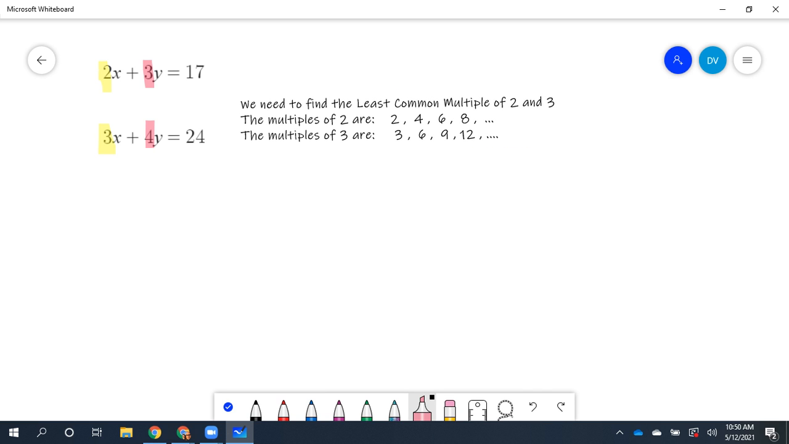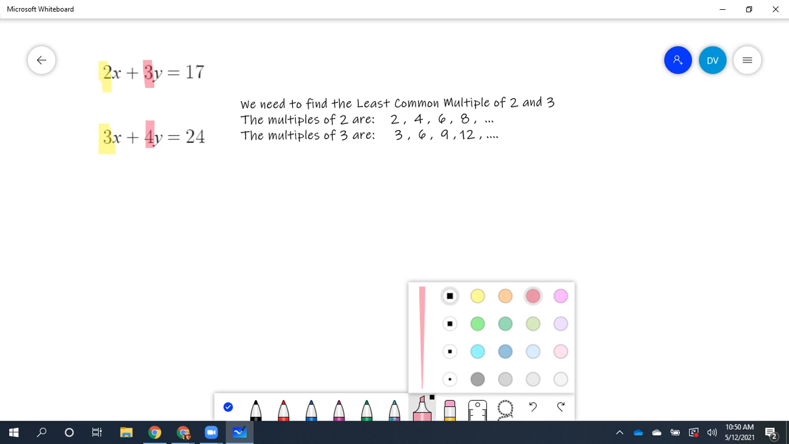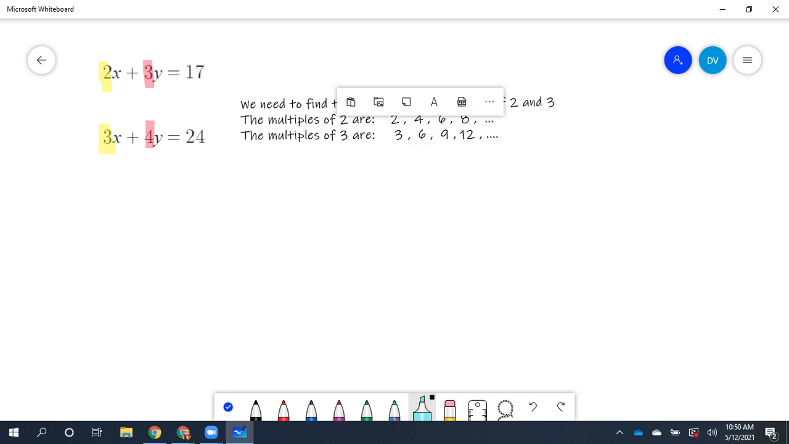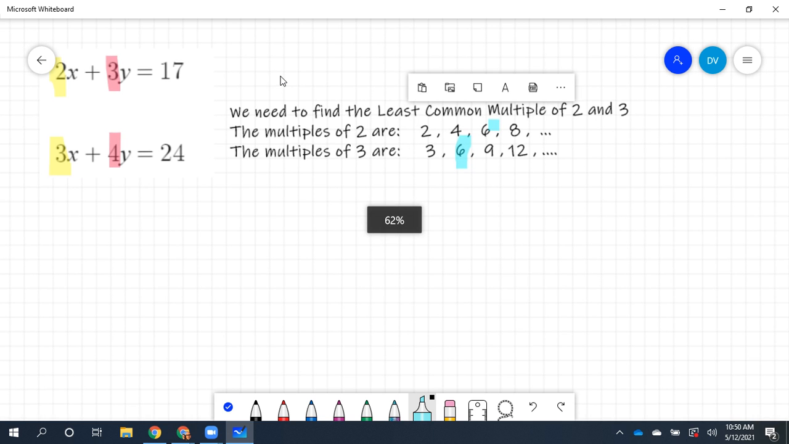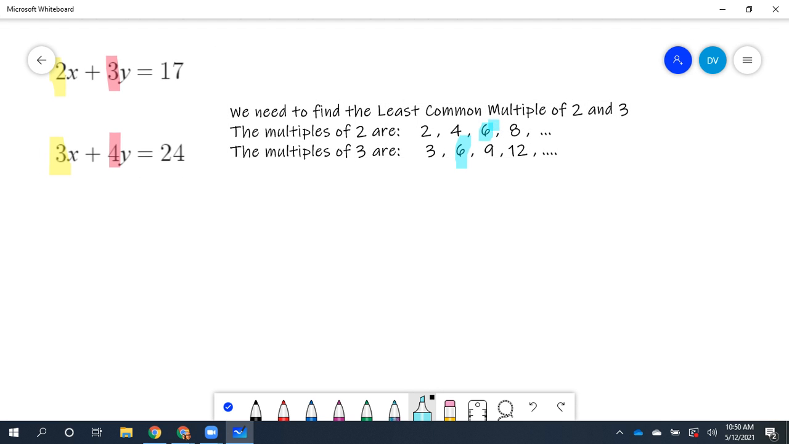What I want you to notice is that these two numbers have some multiples in common, and that they have others in common, but we want to use the easiest one, and that is a 6. They both have a 6 in their list of multiples. I'm trying to highlight that there. Okay. They both have a 6.